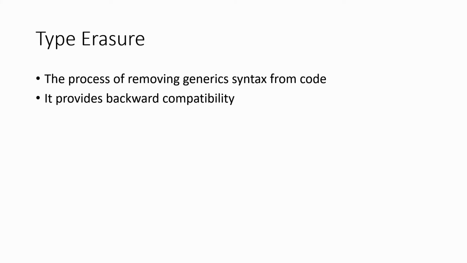Type erasure. Type erasure is a process of removing generics syntax from your code. Why do we do that? Because it provides backward compatibility. Generics were introduced in Java 5, so there was a lot of code written that didn't use generics at all. To provide backward compatibility, Java introduced type erasure.